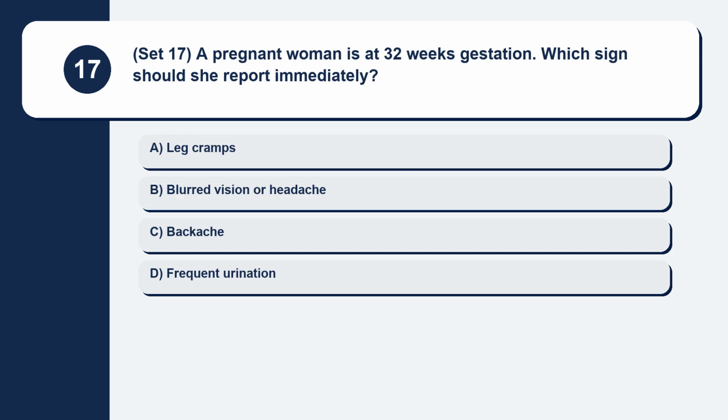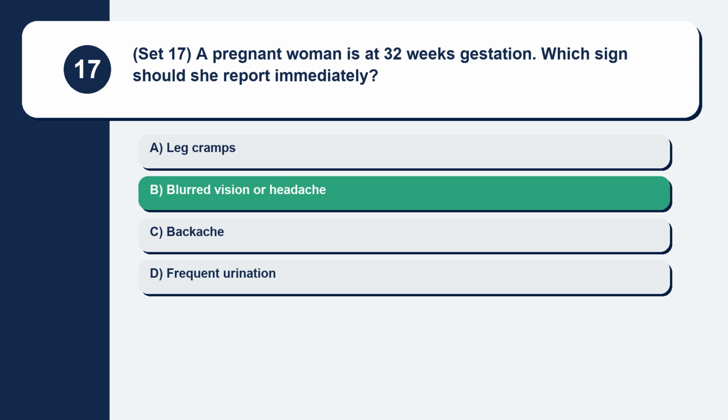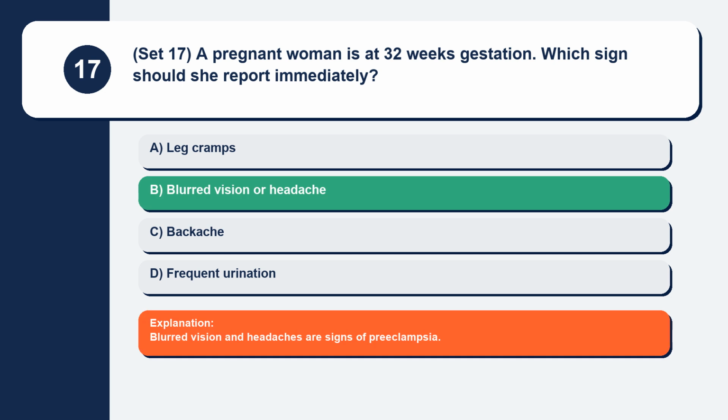Question 17. Set 17. A pregnant woman is at 32 weeks gestation. Which sign should she report immediately? Leg cramps, blurred vision or headache, backache, frequent urination. Blurred vision and headaches are signs of preeclampsia.